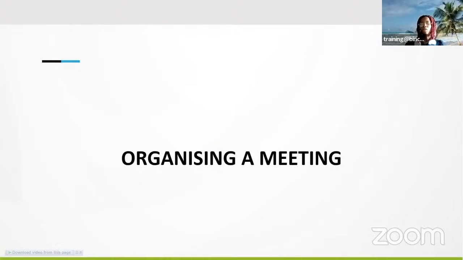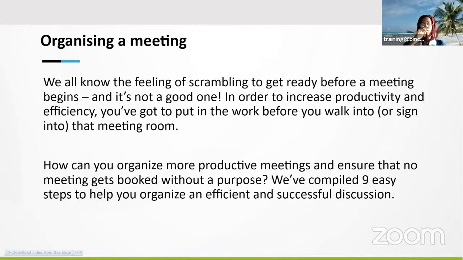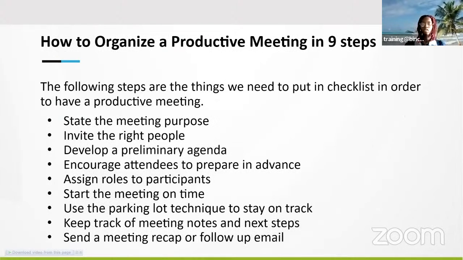So now let's talk about organizing meetings. Like we know, we have meetings from time to time in the organization. So while you're trying to organize a meeting for yourself, there are certain things that you need to put in place. You need to know the purpose of that meeting. You need to invite the right people. You need to have an agenda. Try to encourage the participants or the attendees to prepare in advance. You need to assign roles.